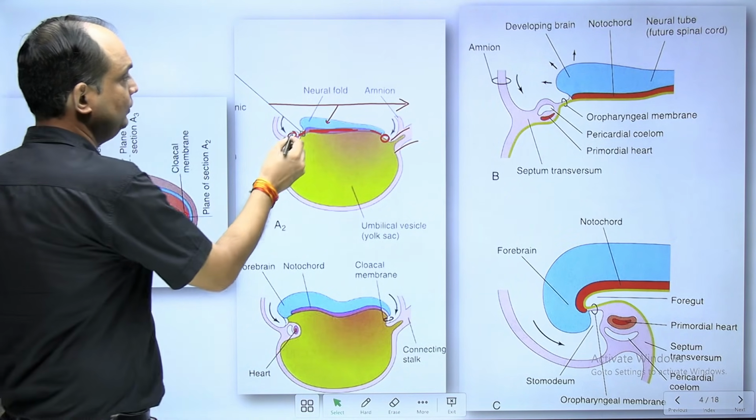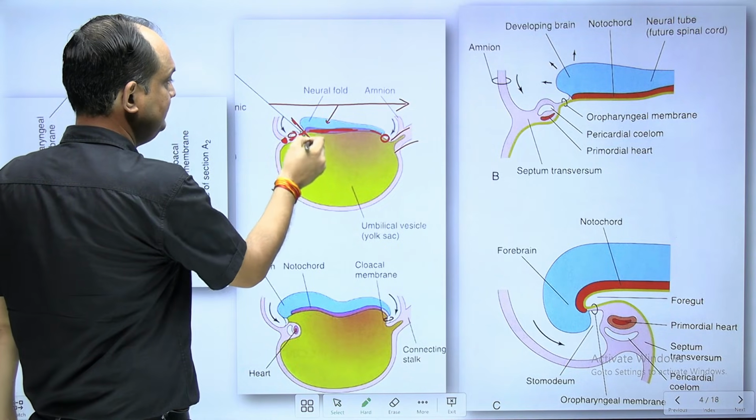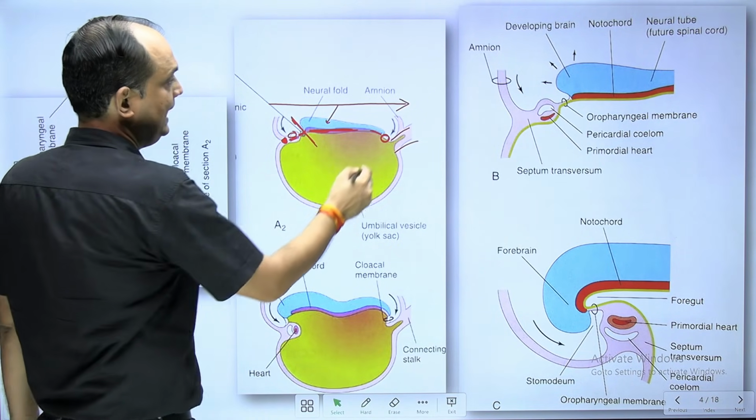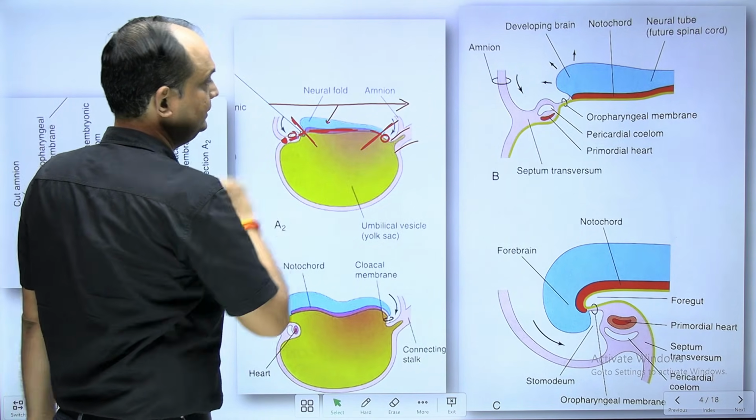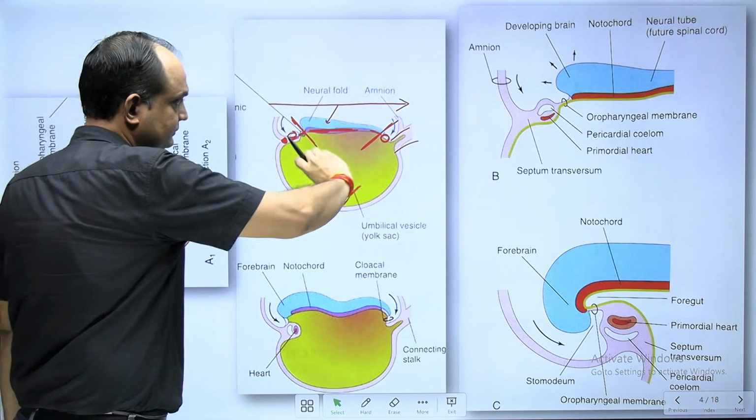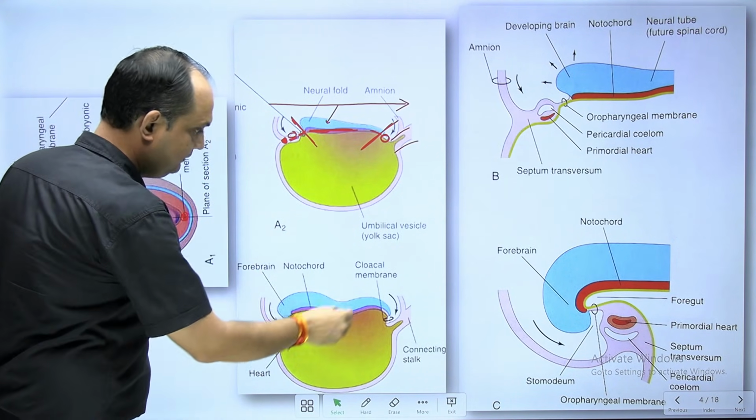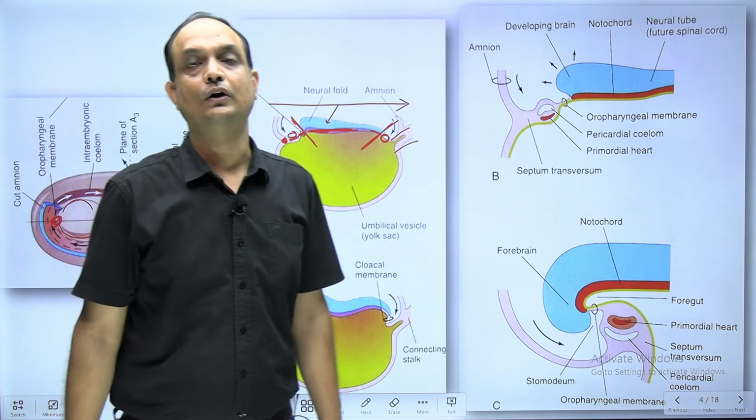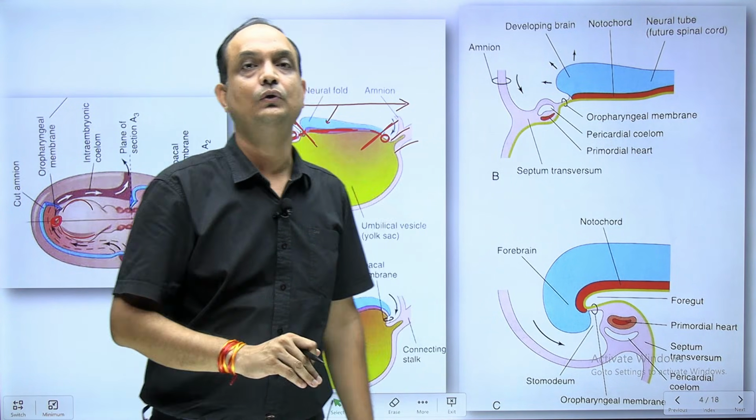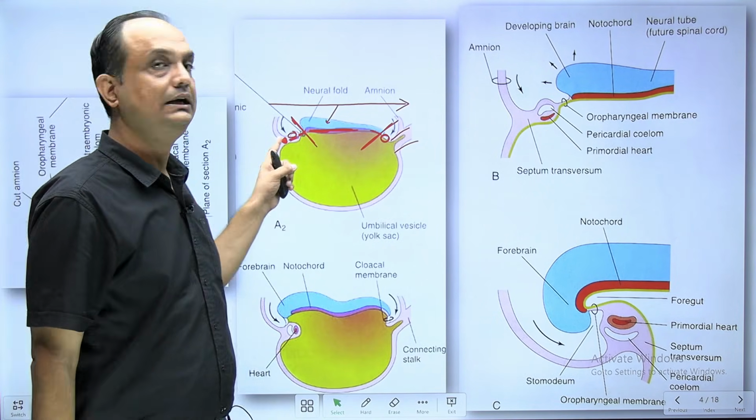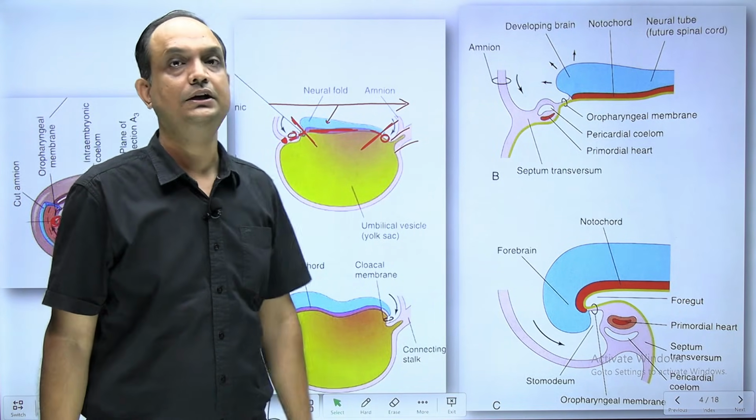Now we are going to fold the area which is anterior to the neural tube, and we are going to fold the area behind the neural tube. So these structures will go downward, and when they go downward, they are going to form your anterior and posterior folds, which are known as the head fold anteriorly and the tail fold posteriorly.